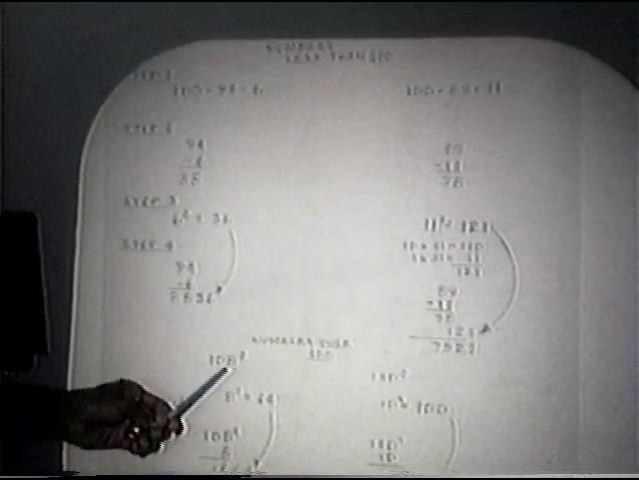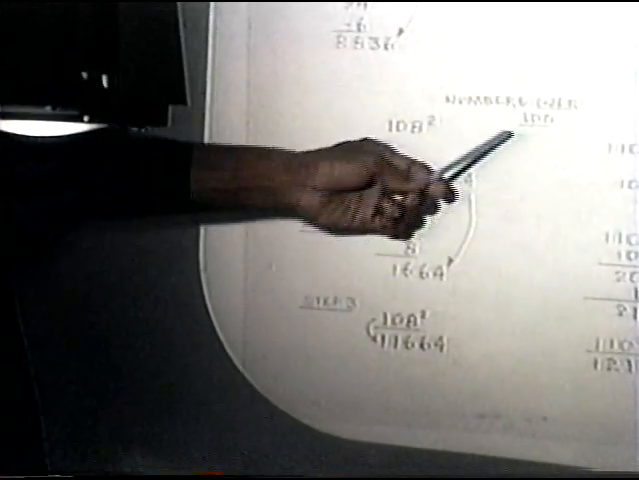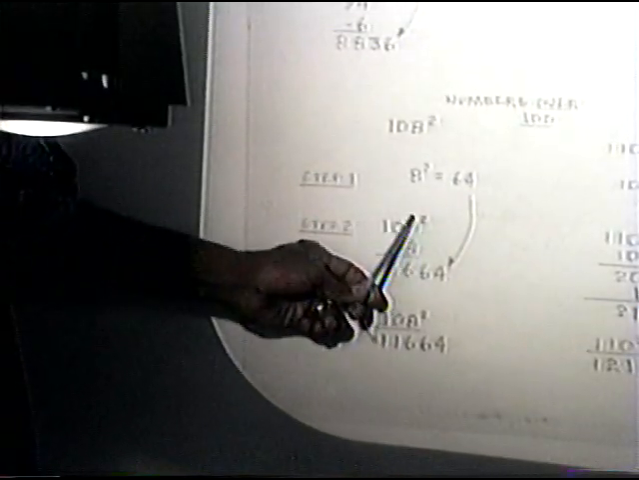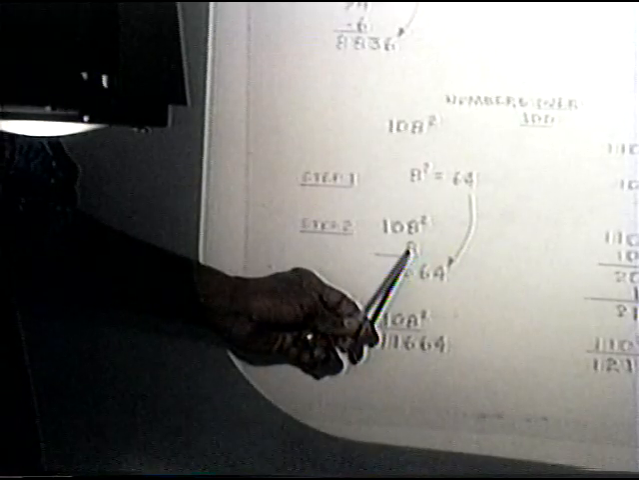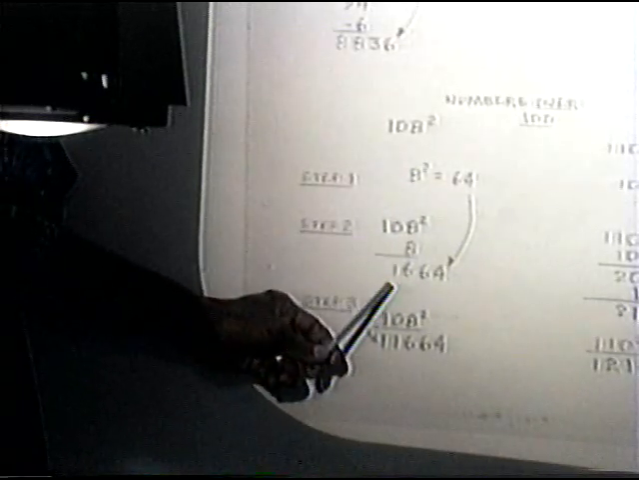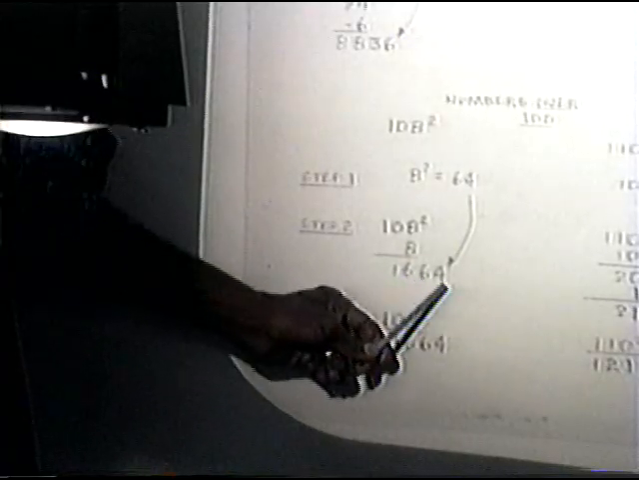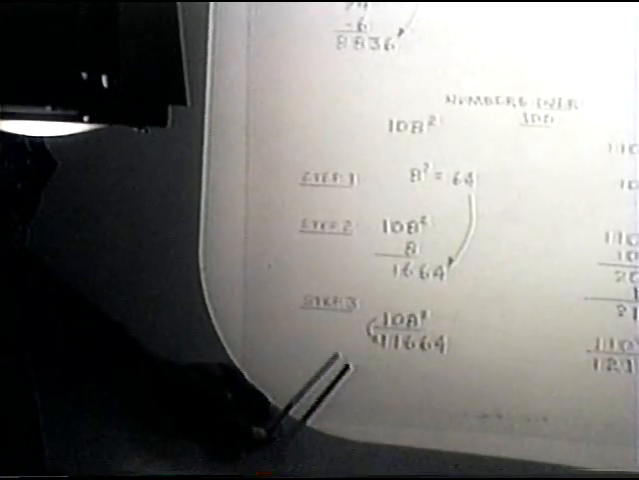Now we're going to go to numbers over 100. First step. What is the square of 108? The first thing we do is square the 8, which is 64. Since we're doing numbers over 100, we add the 8 to the 108 and we get 116. So now we have 16 plus 64. We got 1,664 because we brought that 64 down.